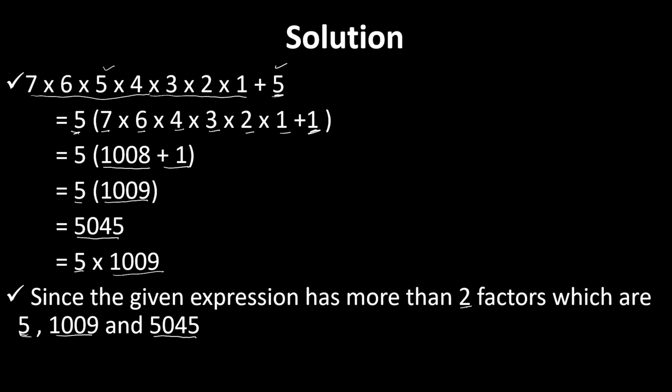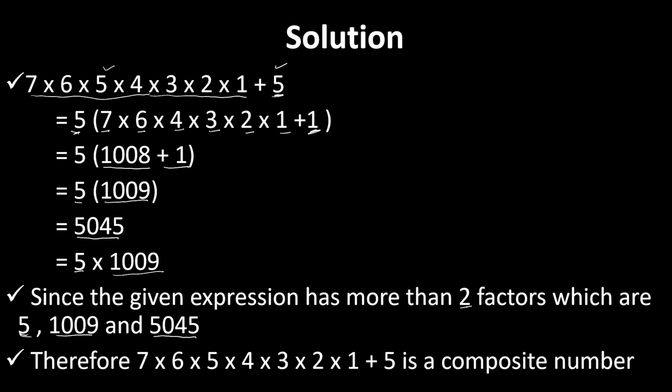So what can we say? That this entire number 7 into 6 into 5 into 4 into 3 into 2 into 1 plus 5 is definitely a composite number, right? Because when we simplified it and got a number, on prime factorization of that number we clearly obtained that it has more than 2 factors. So whenever a number has more than 2 factors, what do we call it? We call it a composite number. So definitely, therefore we can say that this entire expression 7 into 6 into 5 into 4 into 3 into 2 into 1 plus 5 is a composite number.